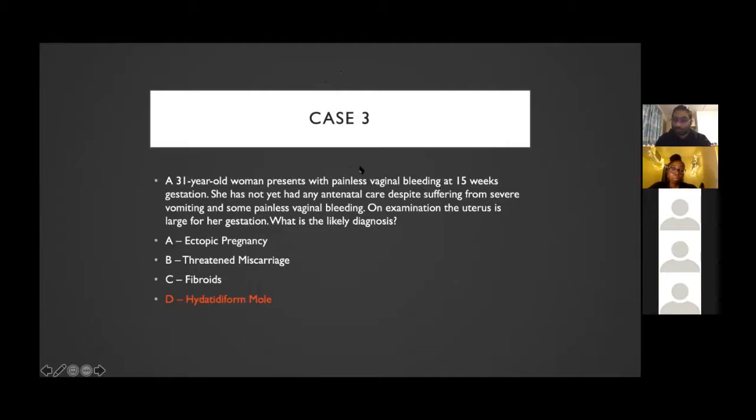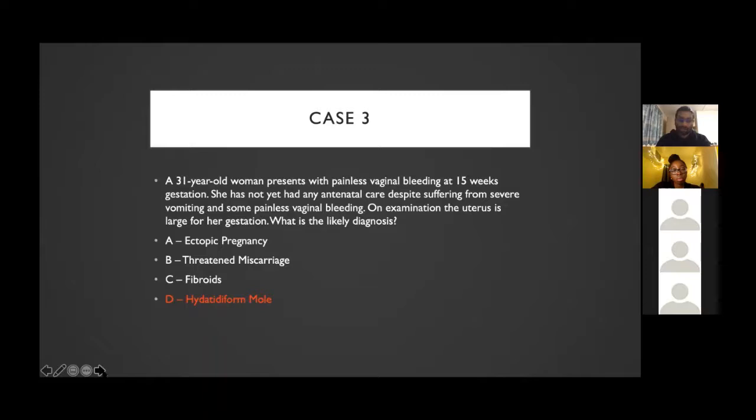So painless vaginal bleeding, yes, possible threatened miscarriage. 15 weeks maybe rules it likely against. Threatened miscarriage, like I said, generally happens between 6 to 10 weeks, but can happen up to 24 weeks. So yes, maybe. And something that rules against it is the fact that her uterus is really large for her gestation. If you're miscarrying, your uterus wouldn't generally be large because you're potentially losing a fetus. Someone put fibroids, yes, they could be, but she would have pain. Fibroids generally cause pelvic pain, so it wouldn't be painless.